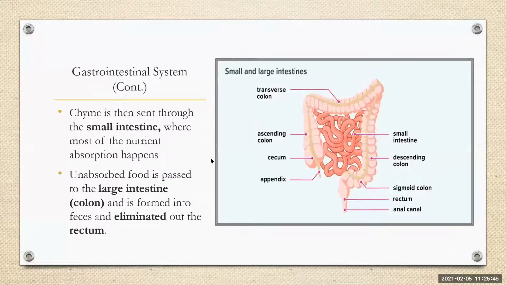This chyme then goes down into the intestines. The chyme is sent through the small intestine, where most of the nutrient absorption actually happens. And then all the unabsorbed food is passed to the large intestine, which is the colon. And here in the large intestine, or the colon, that's where feces are formed. And then that feces accumulates in the rectum to be eliminated later.